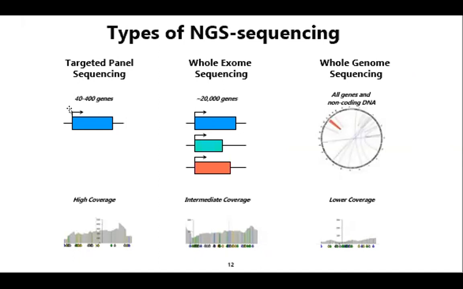Now, such localized sequencing might be useful if you wanted to identify mutations that you suspect lead to a particular disease such as cancer. Also, targeted sequencing works best between 40 to 400 genes. It's ideal for looking closely at a small specific region of the genome.